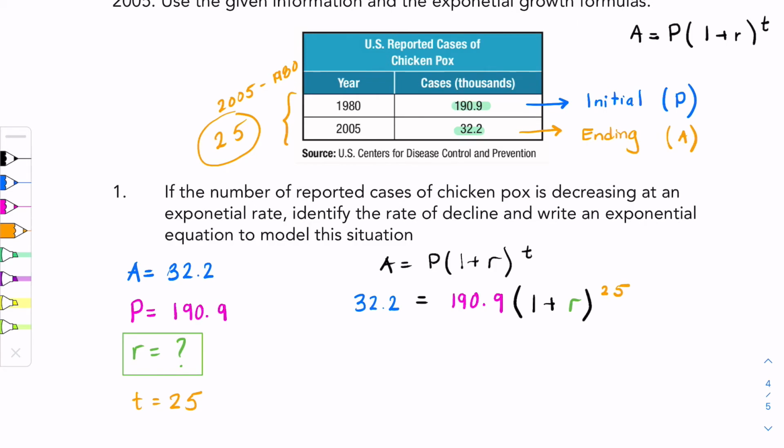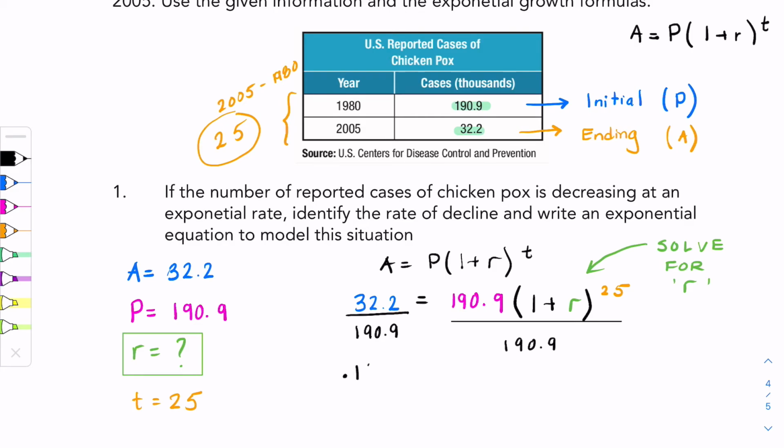All right, we're looking to solve for r right here. And if we're looking to solve for r, that means we need to isolate that value. So I'm going to divide both sides by 190.9. Which leaves me with a decimal of 0.1686747, and this is equal to 1 plus r raised to the power of 25.